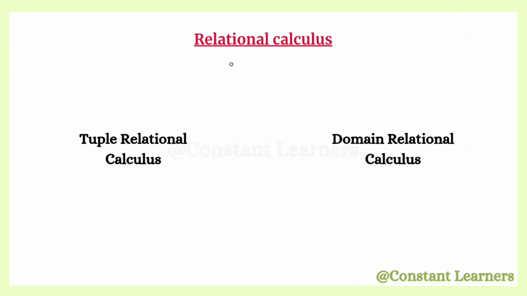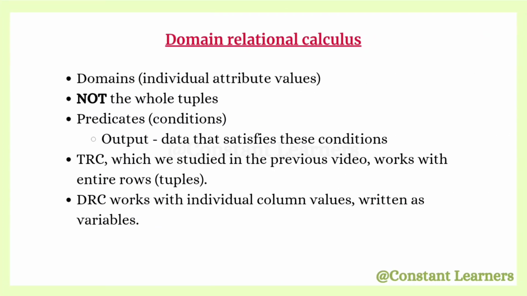Relational calculus is of two types. First is tuple relational calculus that we have discussed in the previous video, and the second one is domain relational calculus. Domain relational calculus is a type of relational calculus where queries are expressed using domains, that is, individual attribute values rather than the whole tuples. And we use the predicates, that is, the conditions. Now, the data must satisfy these conditions, right? Only then they will appear in the output. And output is a relation that satisfies these conditions.